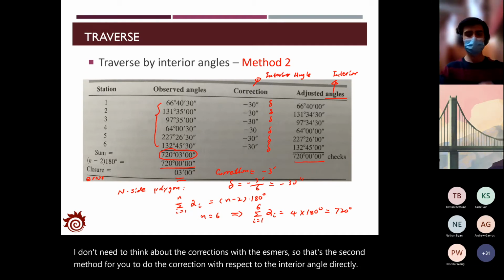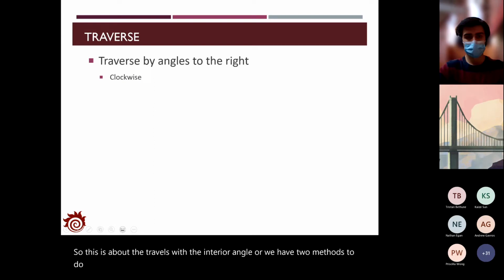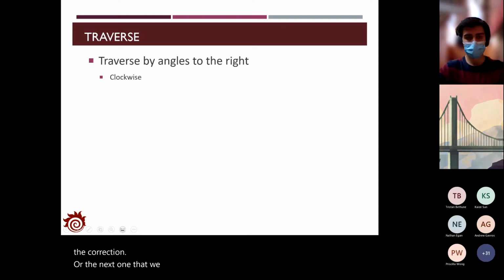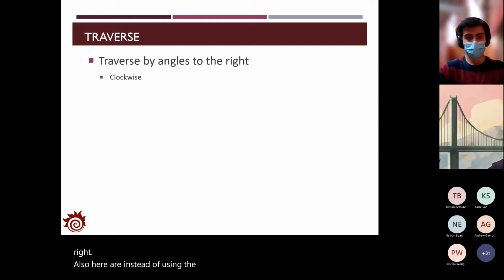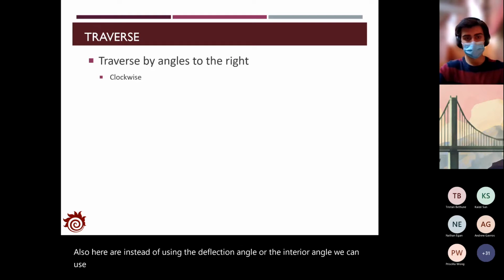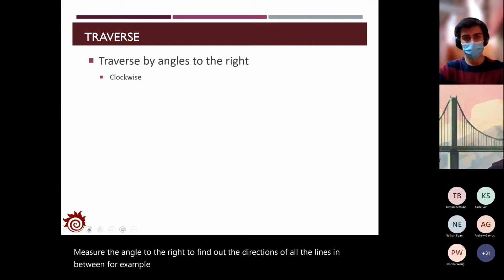So this is about the traverse with the interior angle. We have 2 methods to do the correction. The next one that we're going to show is about the traverse with the angle to the right. So here, instead of using the deflection angle or the interior angle, we can measure the angle to the right to find out the directions of all the lines in between. For example, let's consider one example.